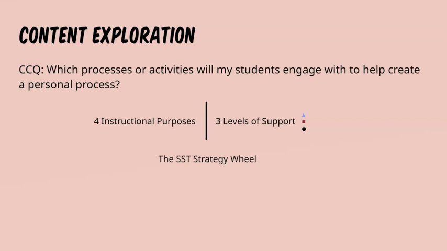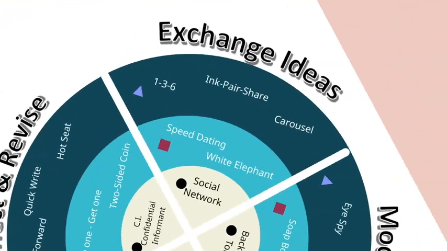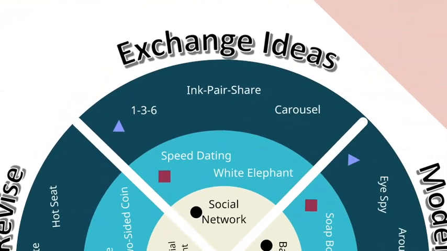I first want to go through why. Why do we have students collaborate together? What are the 4 instructional purposes? Well, here they are around the ring of what we call the strategy taxonomy wheel. The 4 purposes behind collaborative work with students is for them to exchange ideas. And what you'll notice here is then there's 3 icons. There's the triangle, the square, and the circle.